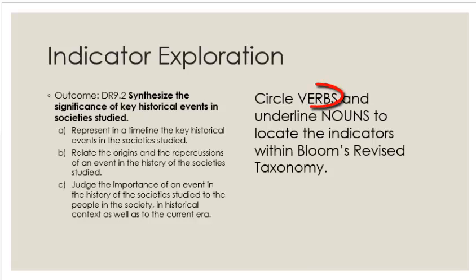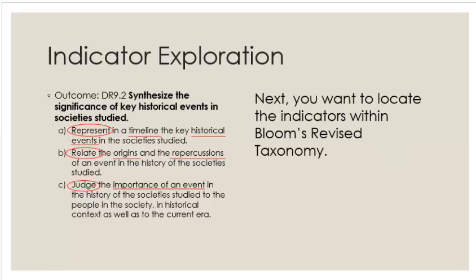So now we will follow the process of circling verbs which describe what type of thinking is required, and underline the nouns which describe what is being learned. Next, we want to look at Bloom's revised taxonomy to see what level of thinking that the different indicators are classified into.